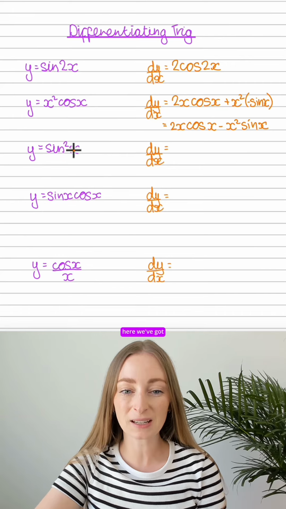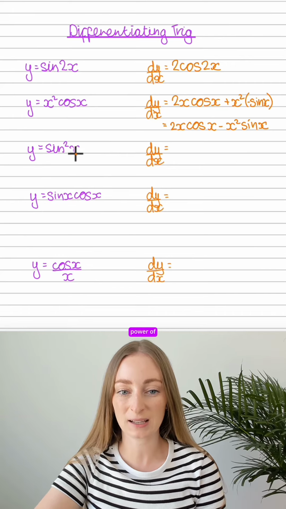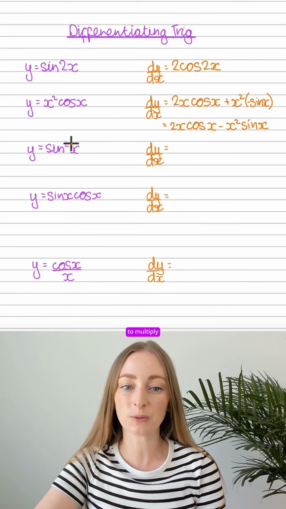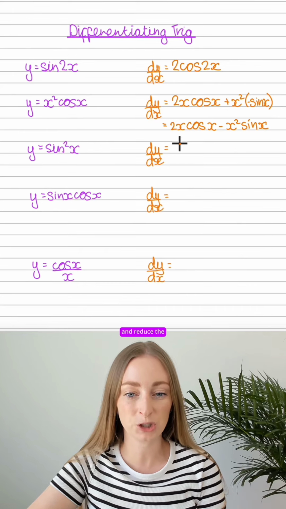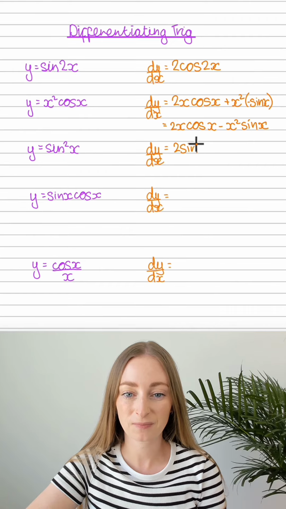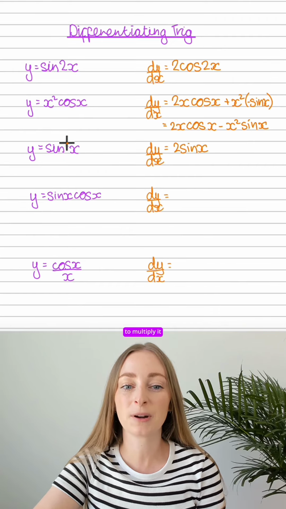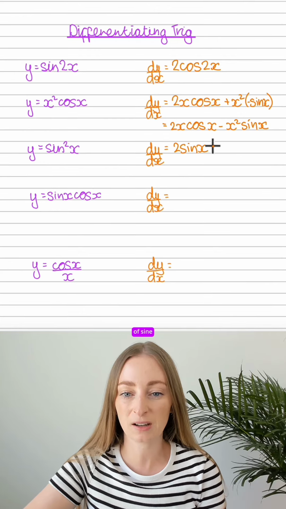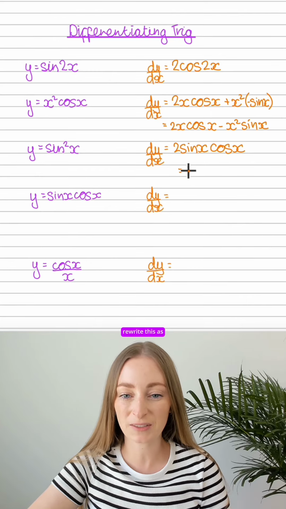Here we've got sin to the power of 2x. So first of all, we want to multiply the power and reduce the power by 1. Then we want to multiply it by the derivative of sin, which we know as cos. If you want to, you can rewrite this as sin 2x, but no need.